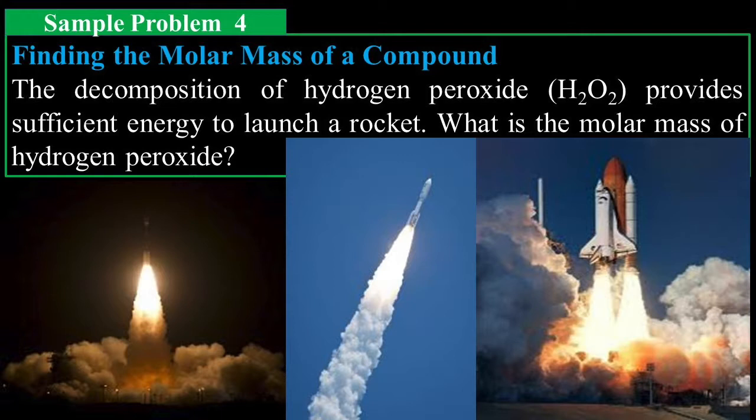All right, this one: the decomposition of hydrogen peroxide provides sufficient energy to launch a rocket, although rocket fuel, remember, is something a little bit different. What is the molar mass of hydrogen peroxide? Well, it's going to be of one particle, so it would be 2 plus 32, which is 34. So the molar mass of hydrogen peroxide is the mass of one particle in atomic mass units. So it's going to be 16 plus 16 plus 1 plus 1, which is 34 grams. And that's how I would do it very quickly.